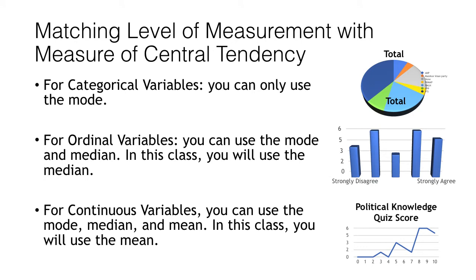So the key question is this: which measure of central tendency can we use with which level of measurement? Now, for categorical variables, you can only use the mode because the values of categorical variables are not higher or lower than one another. They are not rank ordered. They represent different types. Now, in the example from the survey, we can see that the party that received the biggest number of votes in this class was PTI. So PTI represents the mode. It was picked more than any other party.